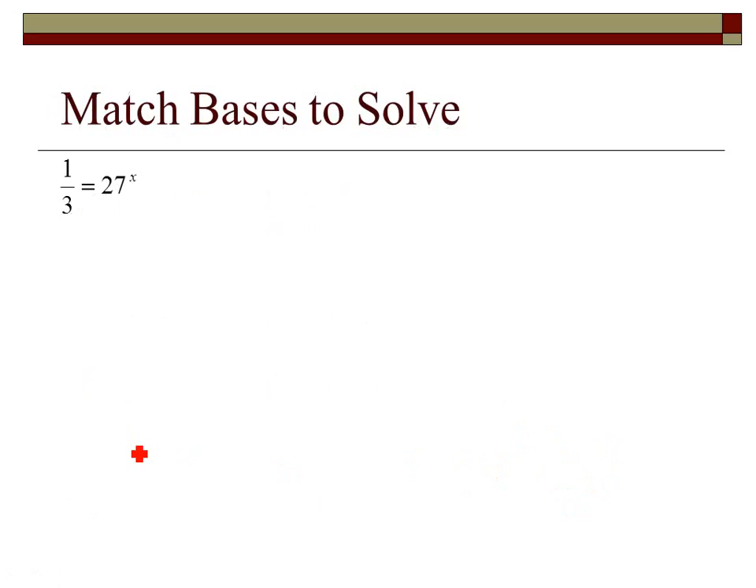Okay, so basically what we're going to do is try to match bases to solve. So this first example is a real simple one. It doesn't have too much going on with it. I got 1/3. This is the same thing as saying 1 over 3 to the first. So this becomes 3 to the negative 1. 27 is 3 cubed. So I get 3 to the negative 1 equals 3 to the 3x.